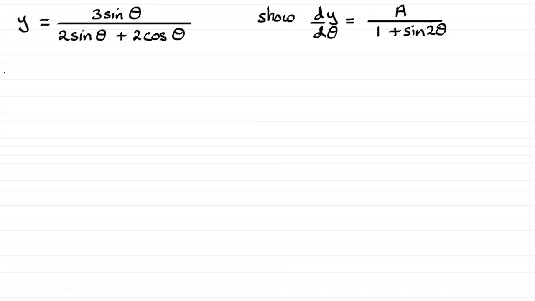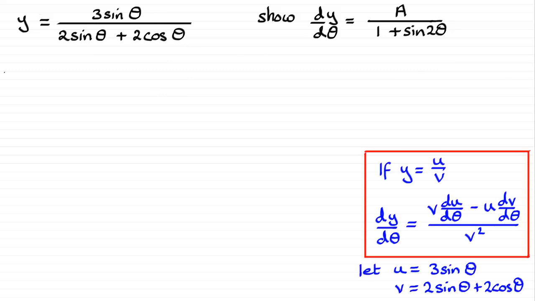Just in case you're not looking at this question on my website, briefly we're given that y equals 3 sine theta all over 2 sine theta plus 2 cosine theta, and asked to show that dy by d theta is given by this constant a, which is a rational number, all over 1 plus sine 2 theta. So how do we do this? Well, we've got to use the quotient rule. Should be familiar with this if you've been watching tutorials on my website.